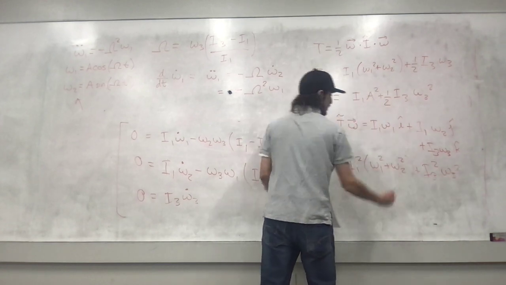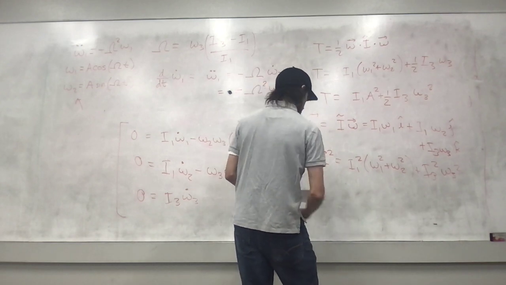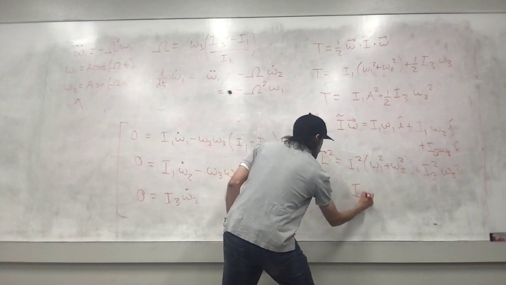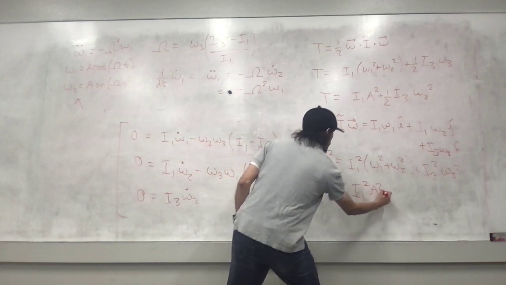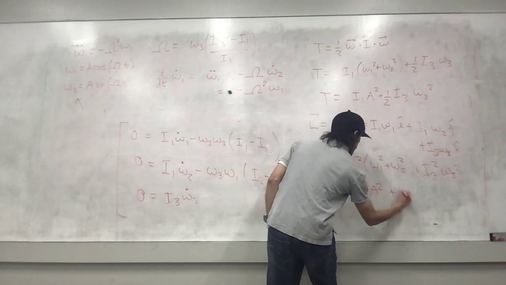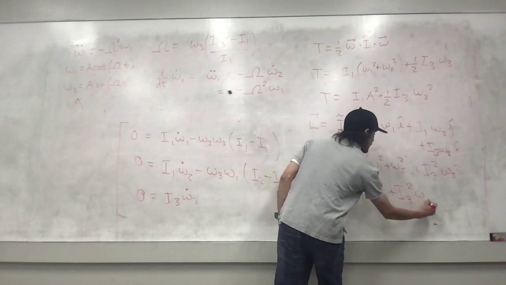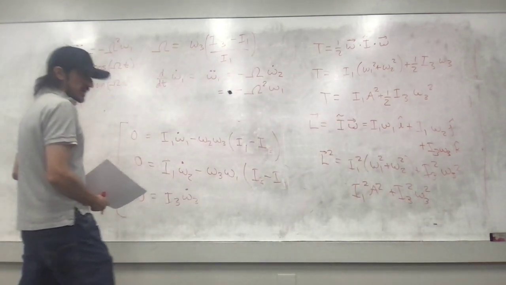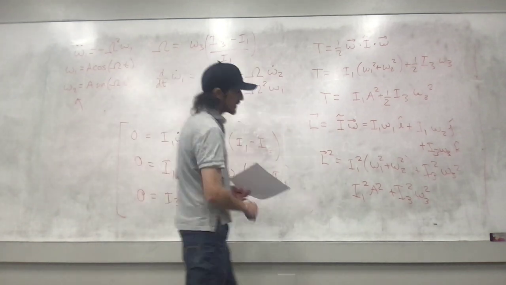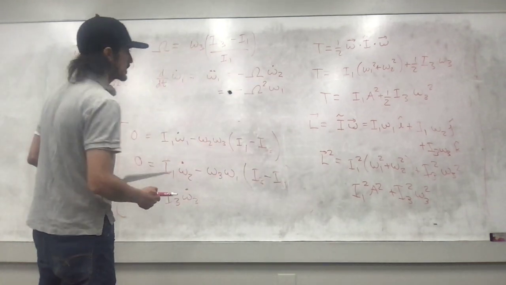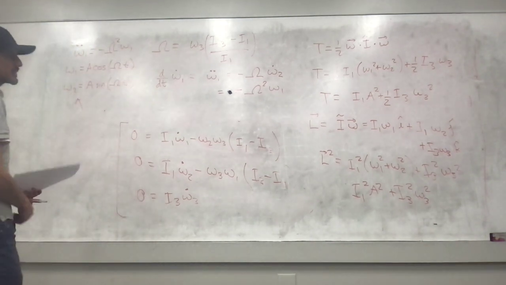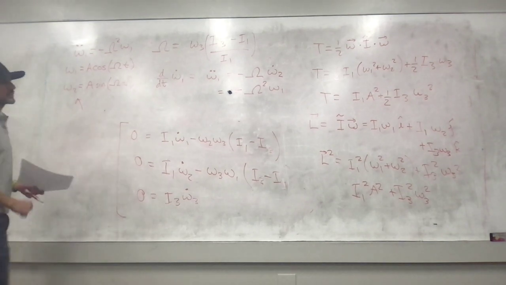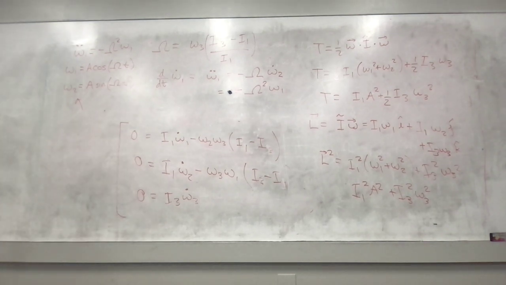So this sum is a constant, A squared. So it's I1 squared A squared plus I3 squared omega 3 squared. And you can see that the magnitude of the angular momentum doesn't change. So angular momentum is conserved, as it should be, because we had no net torque acting on the system.